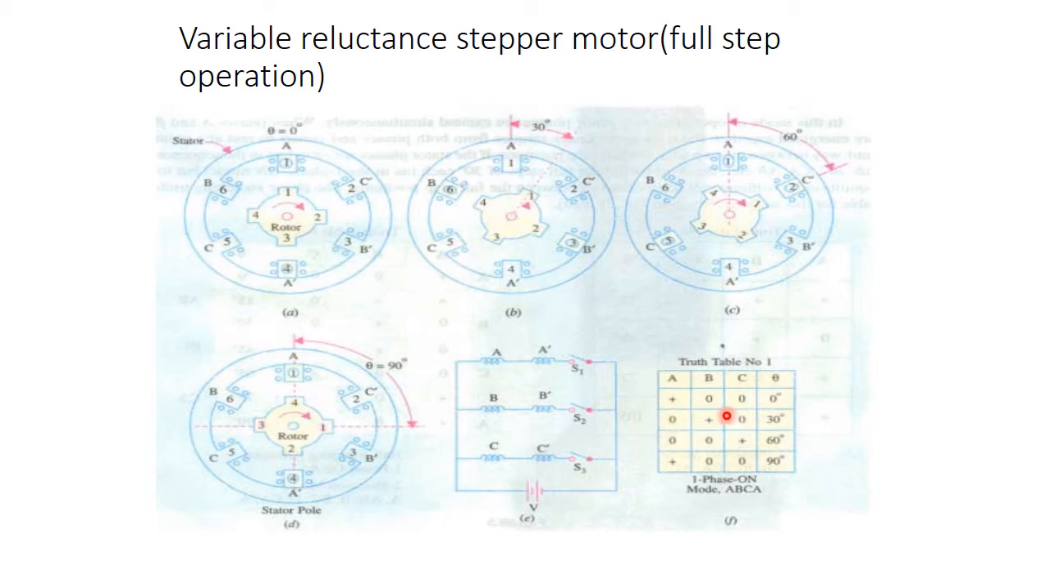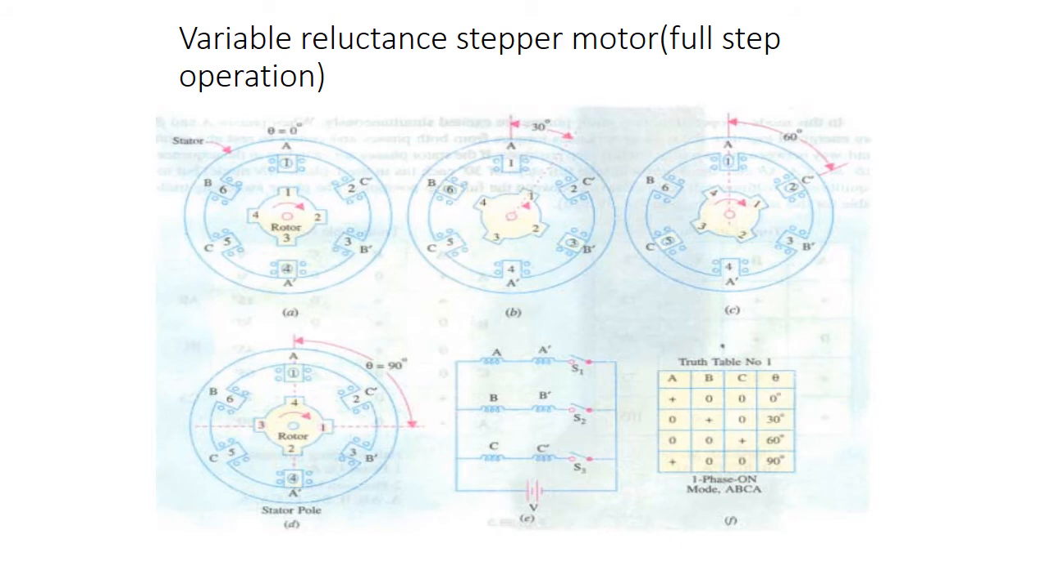In the third position, switch S3 is closed and winding C dash gets energized. When it is energized, rotor positions 3 and 1 will once again be aligned with winding C and C dash. You can see the rotor position is taking an angle of 60 degrees. Once again, when winding A is excited, one more 30 degrees is rotated, and it moves to 90 degrees.